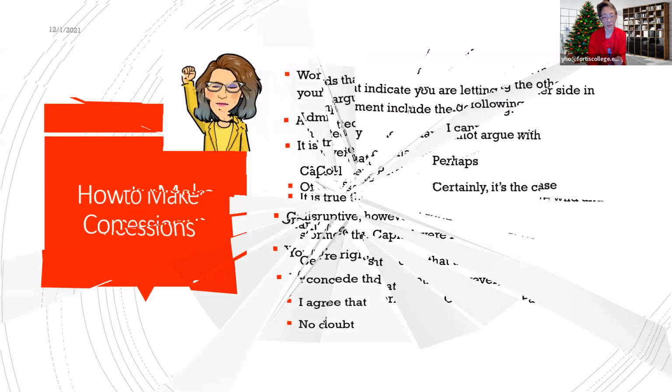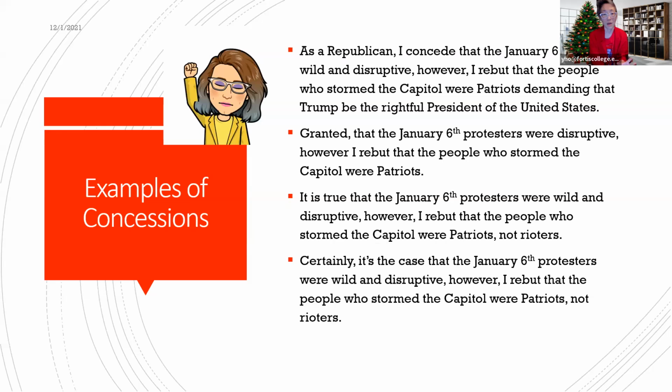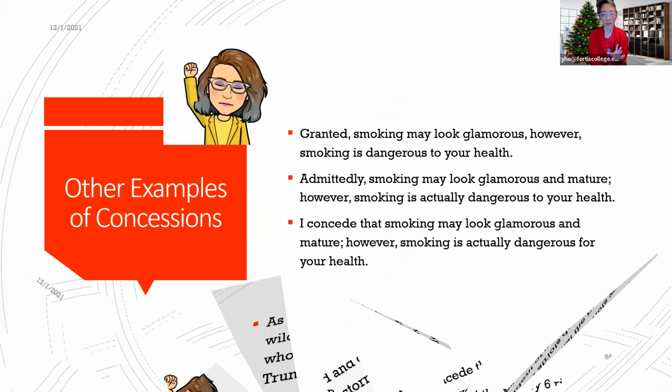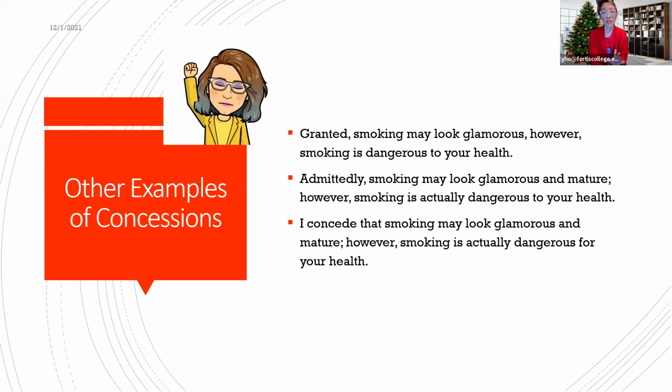So here are some more examples of concessions. As a Republican, I concede that the January 6th riots were wild and disruptive. However, I rebut that the people who stormed the Capitol were patriots, demanding Trump to be the rightful president of the United States. Granted, smoking may look glamorous. However, smoking is dangerous to your health.